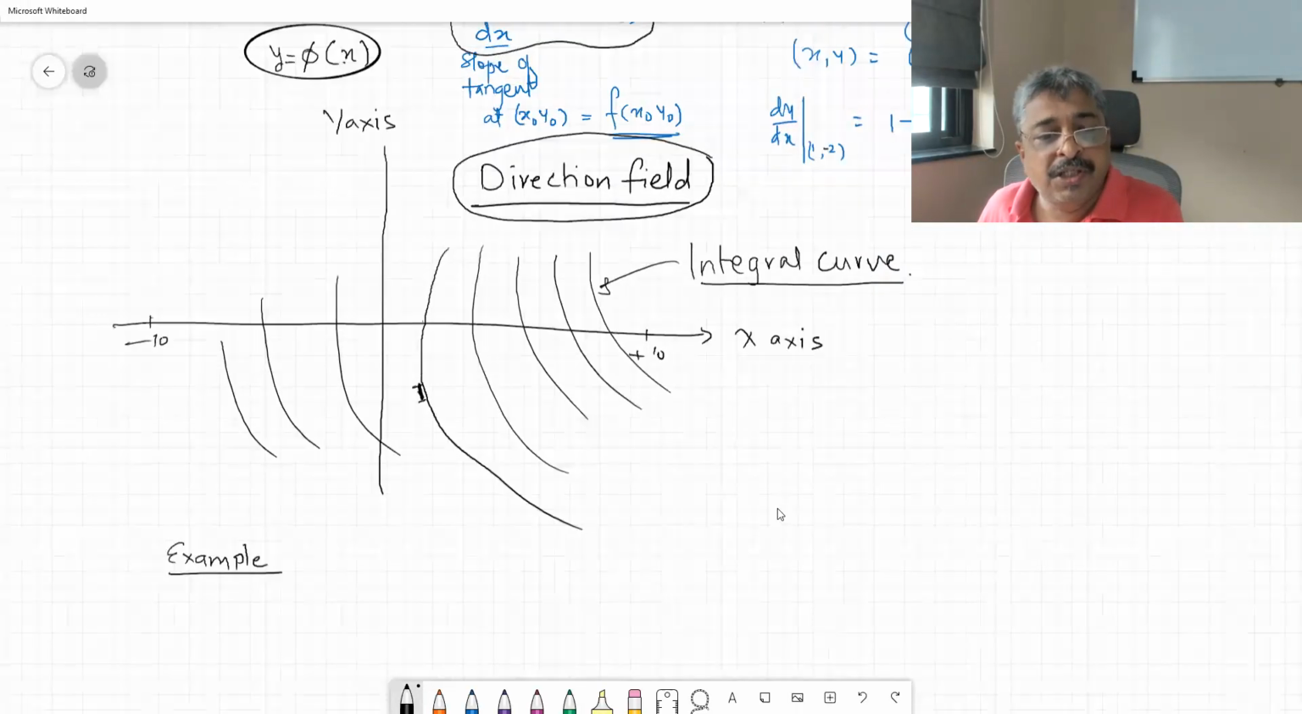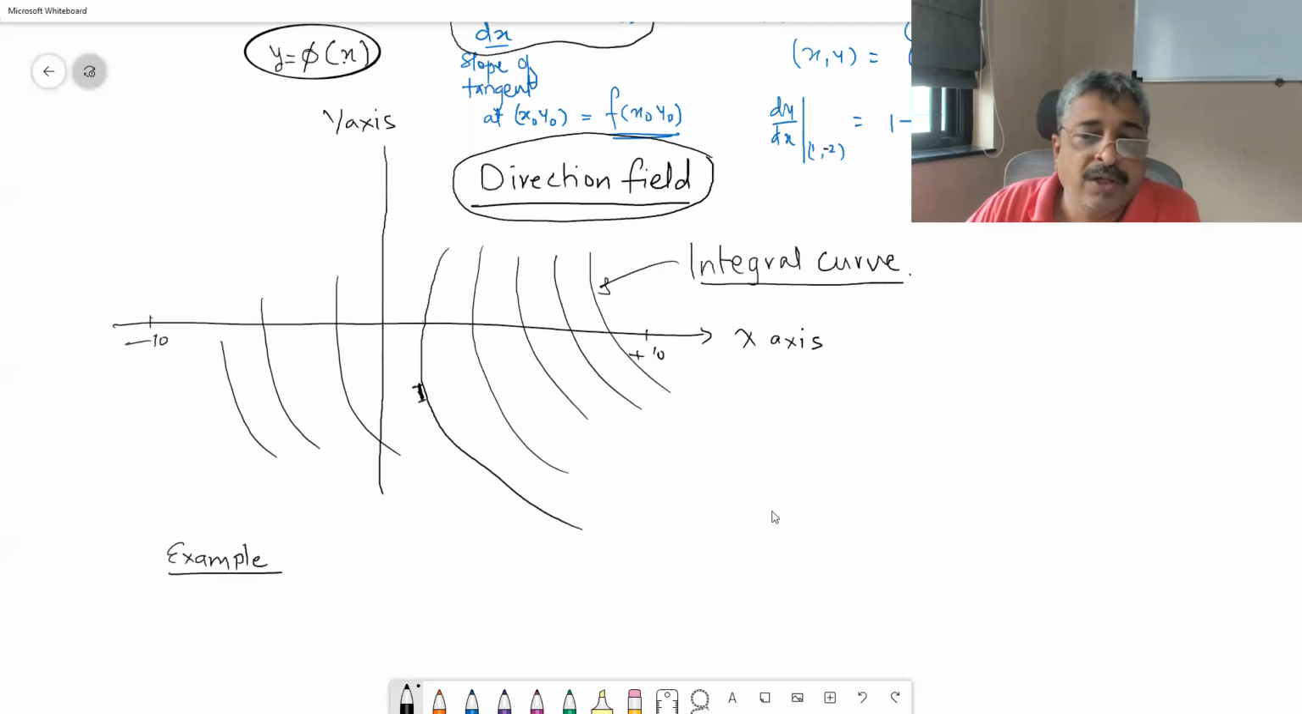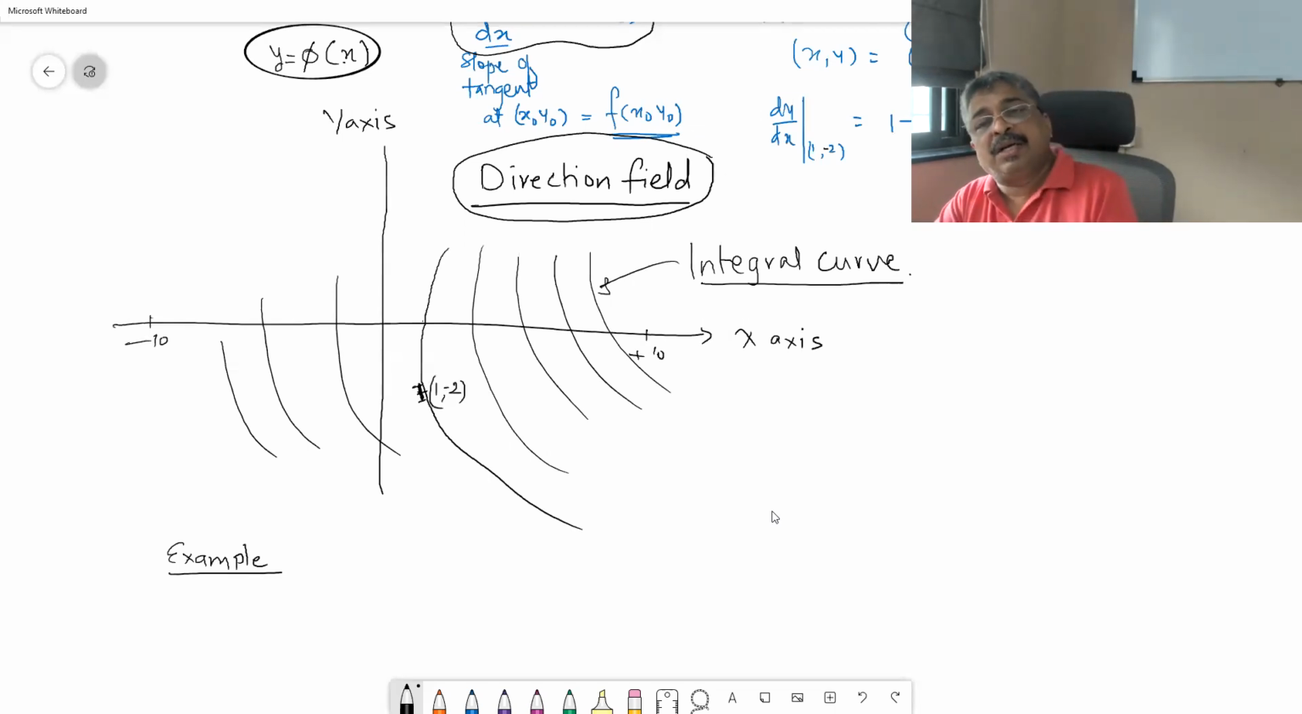Okay, the question is, how do we know whether this point (1, -1, -2) lies on the required curve or not? Very good.